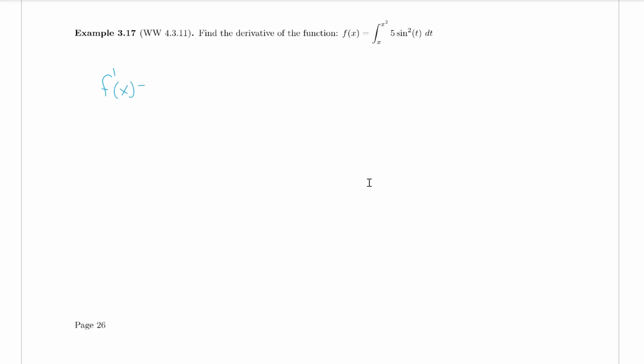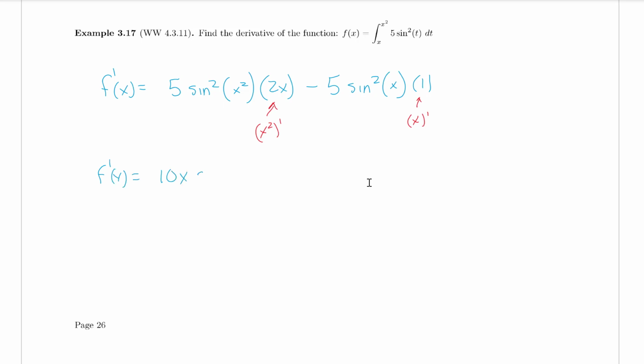So all we're going to do here, F prime of x, is going to be 5 sine squared of x squared times 2x. Again, this is our derivative of our x squared, minus 5 sine squared of x times 1, because that is our derivative of x. And so our final answer here, just one step simplified, is 10x sine squared of x squared minus 5 sine squared of x. And that's it for your 4.3 notes.